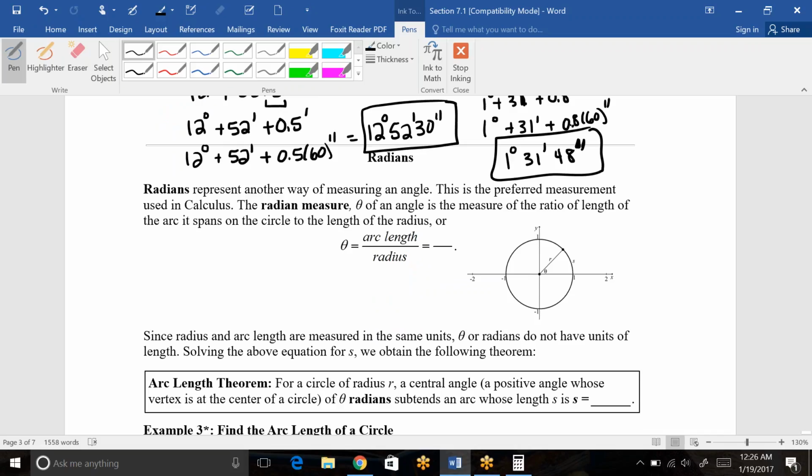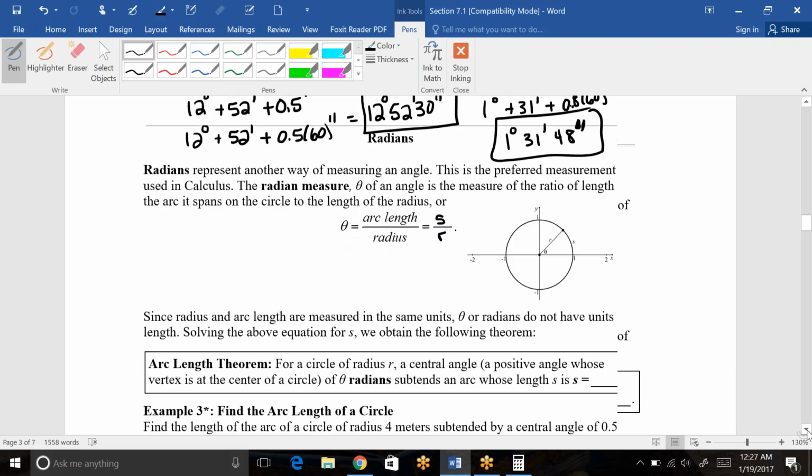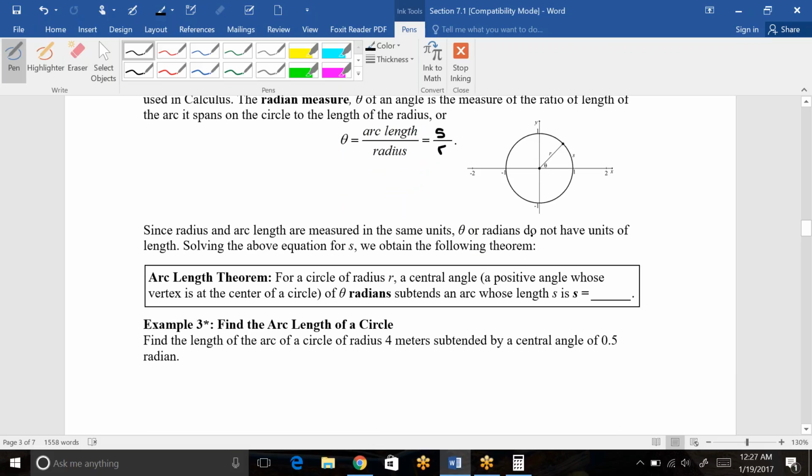For us, we call arc length S. That's our typical notation for it. You can barely see it in the picture there. And the radius is R. So theta equals S over R. Since the radius and the arc length are measured in the same units, theta, or radians, do not have units of length. Solving the above equation for S, we can obtain the following theorem.